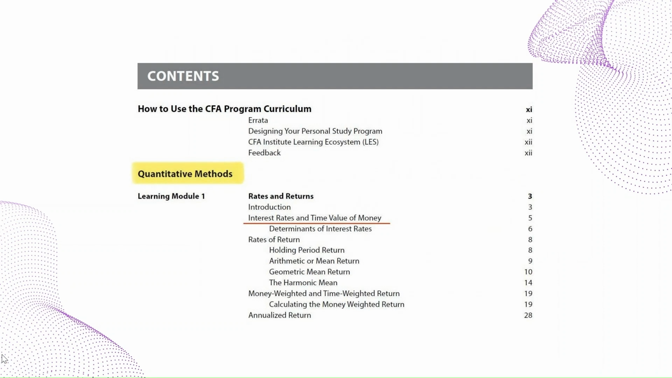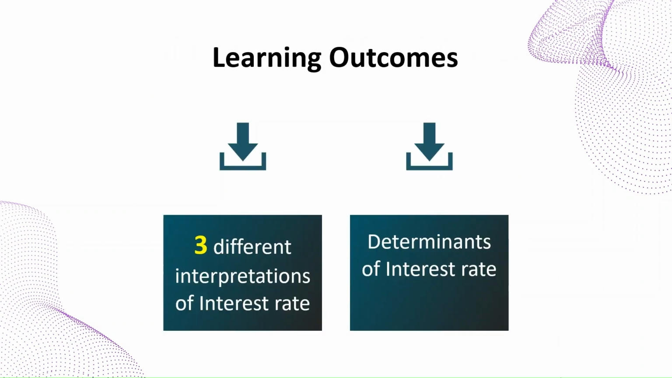In this video, we are decoding the first LOS on quantitative methods, that is interest rate and time value of money. We will cover it all in under 15 minutes. There are two learning outcomes in this video. Number one, three different interpretations of interest rate. Number two, determinants of interest rate.